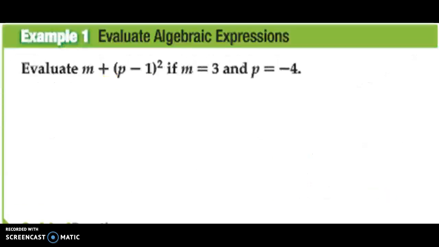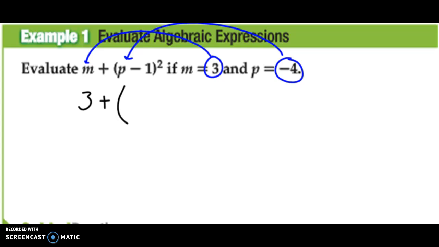First one, it says evaluate m plus, in parentheses, p minus 1 squared when m is 3 and p is negative 4. So the first thing I'm going to do is replace all my m's with 3's, and make negative 4 wherever there was the variable p. So let's replace: 3 plus, and then in parentheses, negative 4 minus 1 squared.